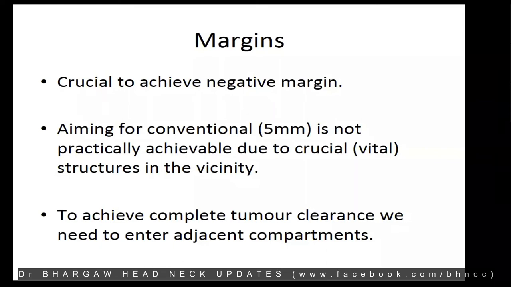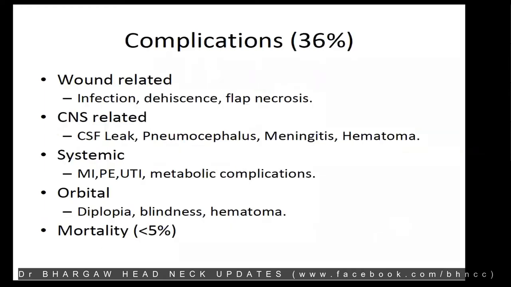So the concept here is to achieve complete tumor clearance, and for that, you have to go to the adjacent compartment. For example, if there's a lesion in the ethmoid, you clear the ethmoid, you remove the lamina papyracea and the periosteum, and you stop there. You go into the next compartment, and if that is free of tumor, then you stop right there. So if there's disease till the posterior ethmoids, you go to the sphenoid sinus. You go one compartment ahead and clear that. That is the concept of margins in craniofacial resection.